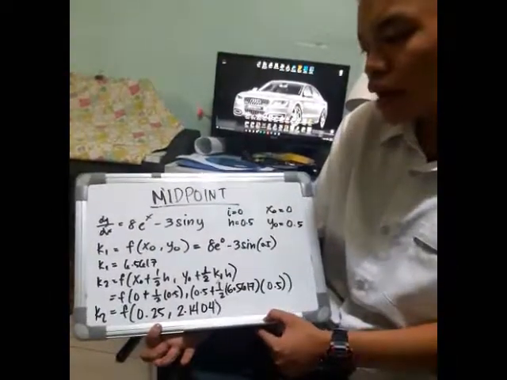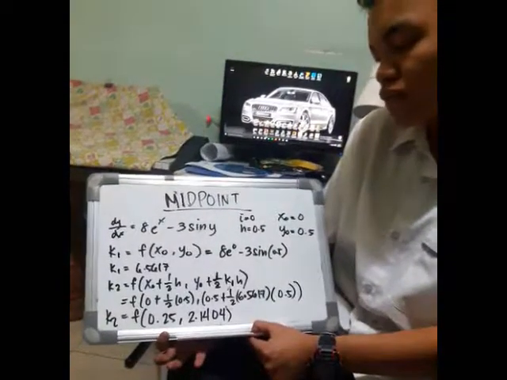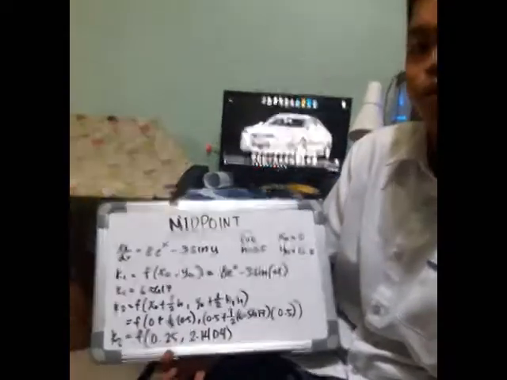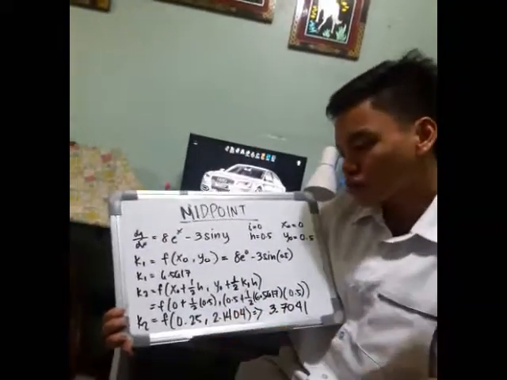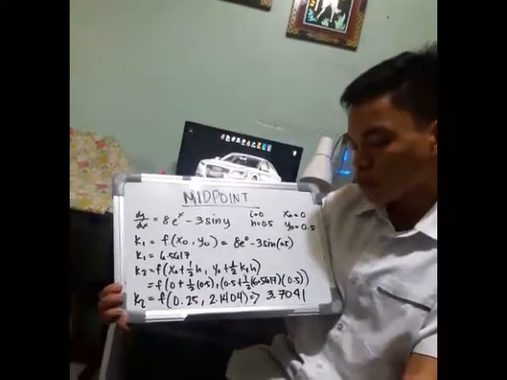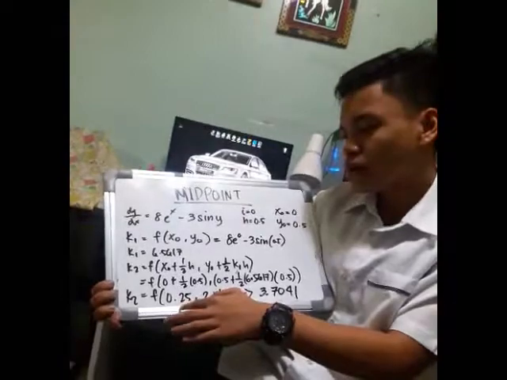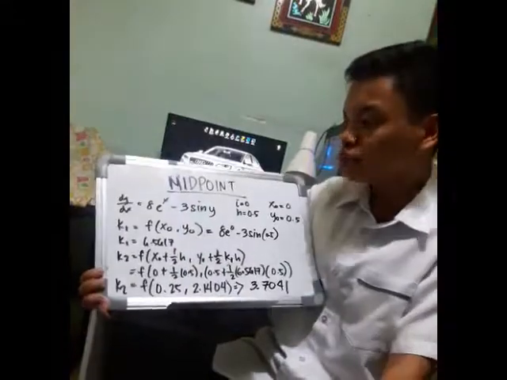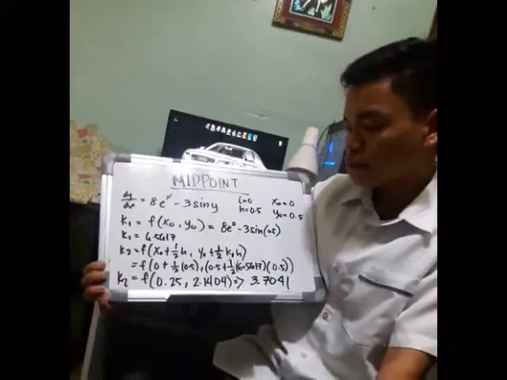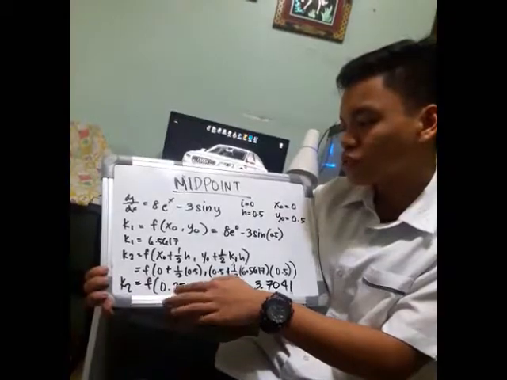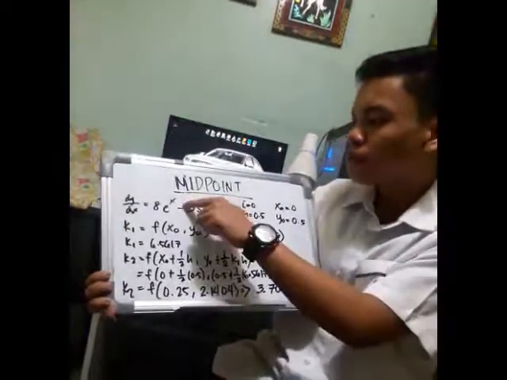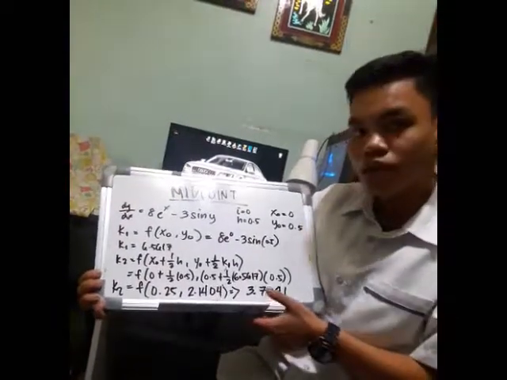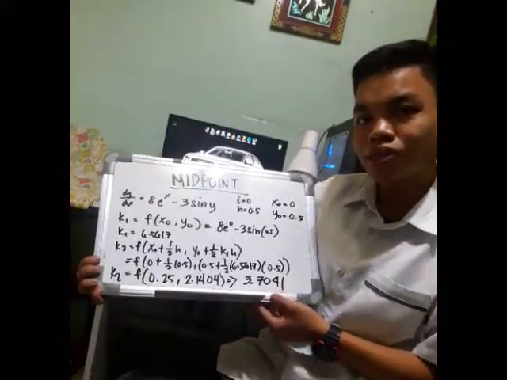For the k2, we have here for the final answer f of 0.25 and 2.1404. And for this function, 0.25, 2.1404, we will simply plug those values into this function, 8e raised to x minus 3 sine of y. So 8e raised to 0.25, plug here, minus 3 sine of y, which is 2.1404. Then we will be arriving here at 3.7041.